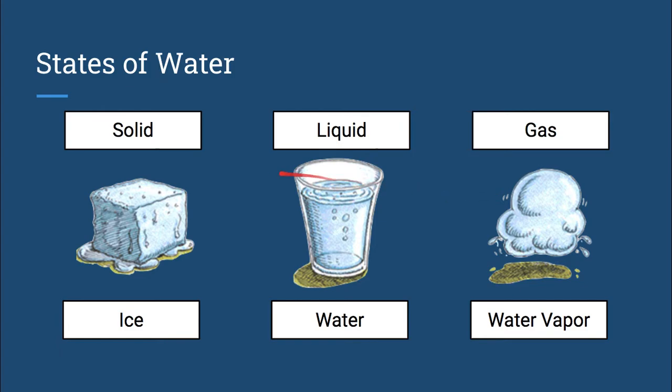When it comes to water, we're used to talking about solid water as ice. Liquid water is just referred to as water, and then gaseous water, or water that is a gas, is referred to as water vapor. So again, if I talk about ice, I'm talking about a solid. If I'm talking about water, it's a liquid, and water vapor is a gas.